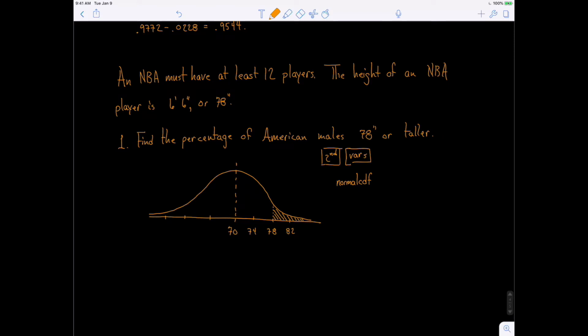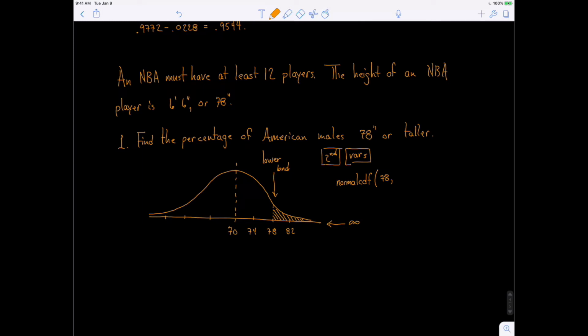Okay, so now that we're there, you're going to choose normal CDF, and then it's going to ask you for your lower bound. So your lower bound is always the left. This is the lower bound. And so in this case, for your lower bound, you're going to enter 78, then enter. Then it's going to have your upper bound. Well, upper bound here, this is infinity. It goes out as far as you need it to go.